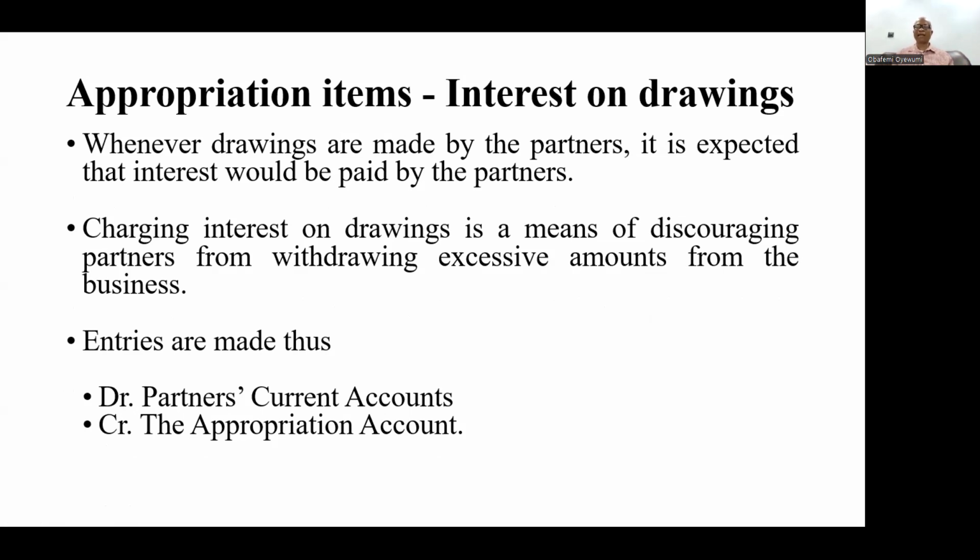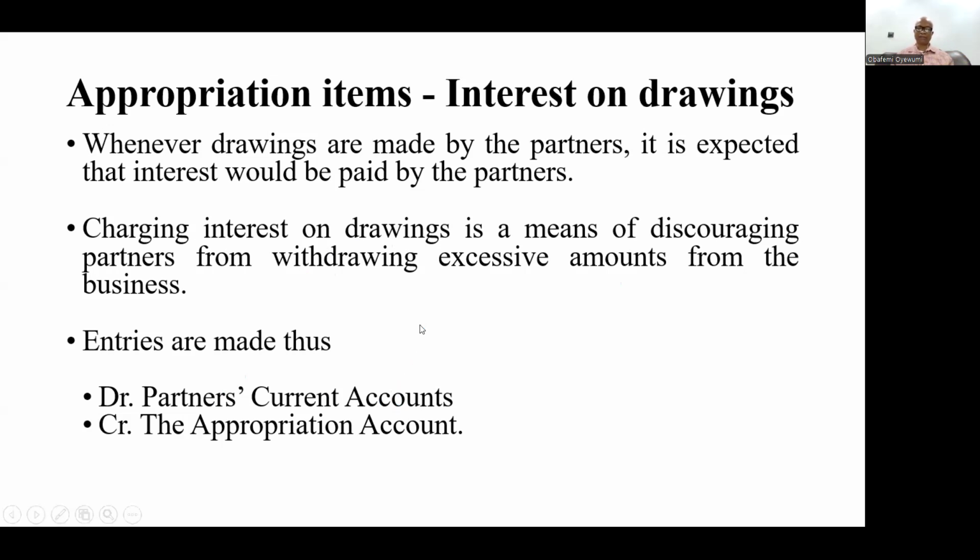Okay, it has a way now of increasing whatever it is that will be shared to the partners at the end of the day. Okay, so why do we have to charge interest? Charging interest on drawings is a means of discouraging partners from withdrawing excessive amounts from the business. So we have the entries: debit partners' current account. Remember now, current account. This one talks about the fact that yes, we're maintaining a fixed capital structure, and then credit the appropriation account, which comes in as extra money to be shared.